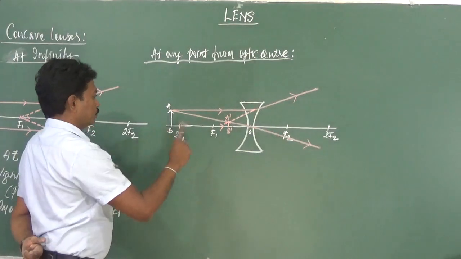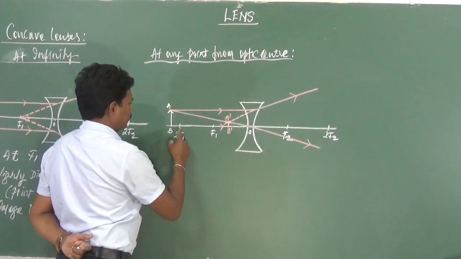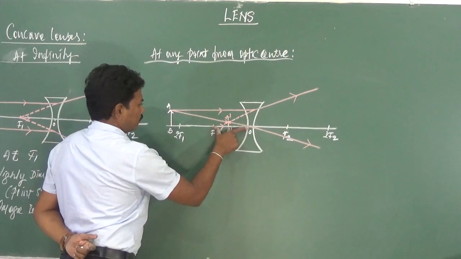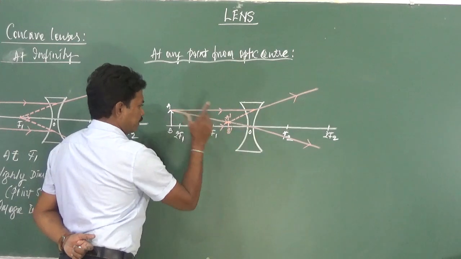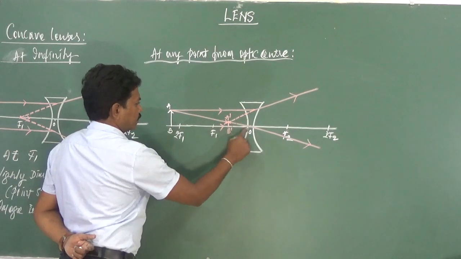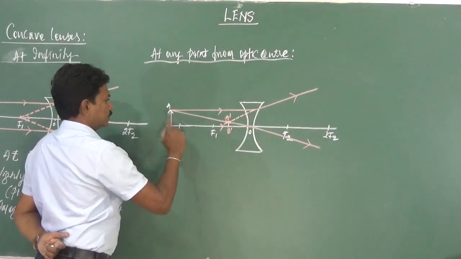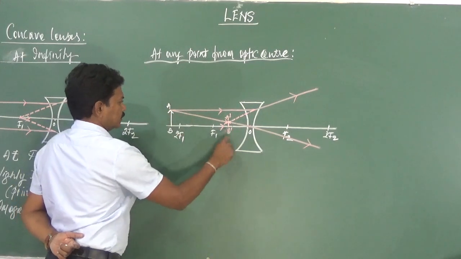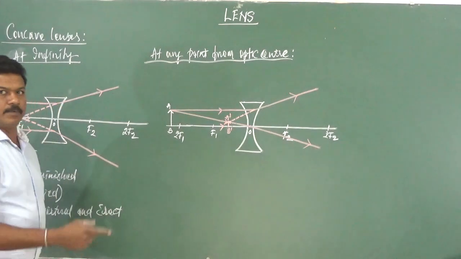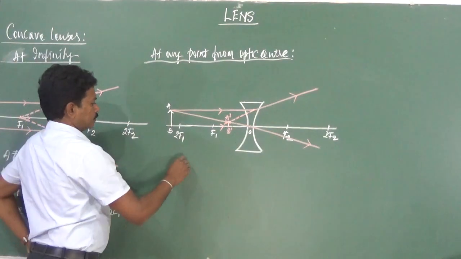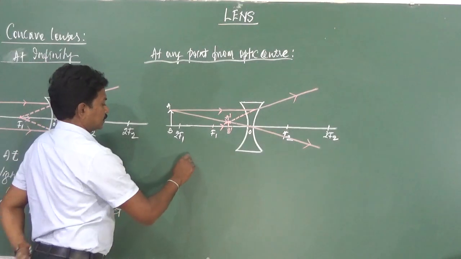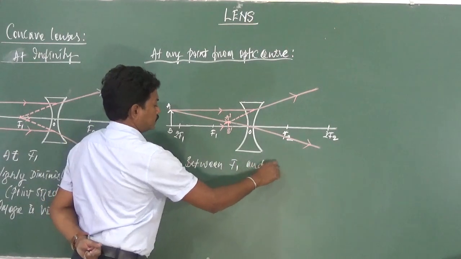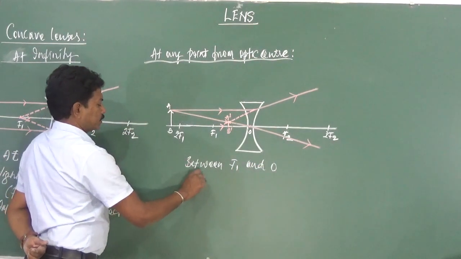Wherever you keep the object, anywhere at 2F1, or between 2F1 and F1, or at F1, or between O, that is the optic center, and F1, the image will be formed between F1 and optic center. So the image is formed here. When you compare the size of the image and the size of the object, we can see that the size of the image is diminished. Let us write the characteristics. It is formed between F1 and O, that is optic center. It is diminished.